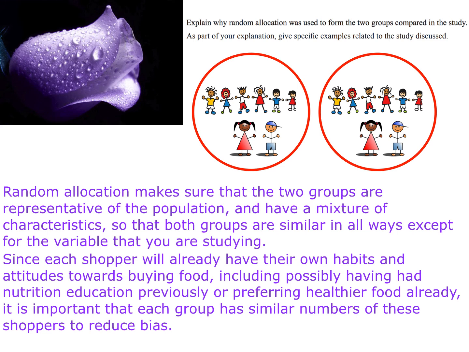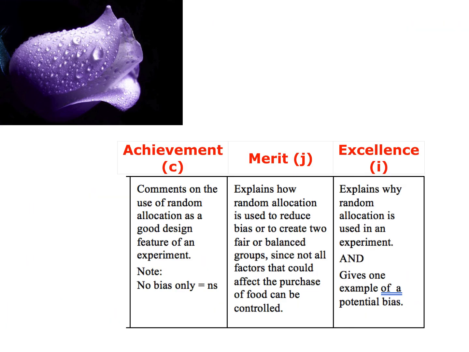Okay. So in terms of achieved, if you can talk about why random allocation is a good thing because of representativeness, then that would be the achieved. If you can explain how it's used to reduce bias, so talking about how the characteristics are mixed and not all factors can be controlled, that's your merit level. And then explaining why it's used and giving an example gives you the excellence.